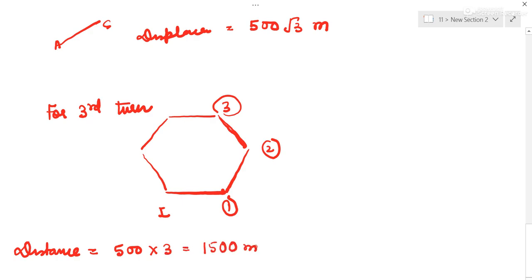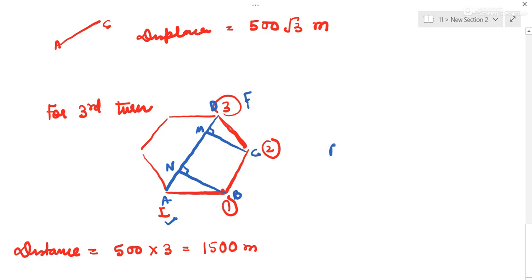But what about the displacement? For displacement, this is initial and this is final position. So we will join it. Now see, it can be found by so many ways. I am just discussing one way. We will drop a perpendicular here and we'll drop a perpendicular here. Find this N and M. Let it be A, B, and this is C and this is D.